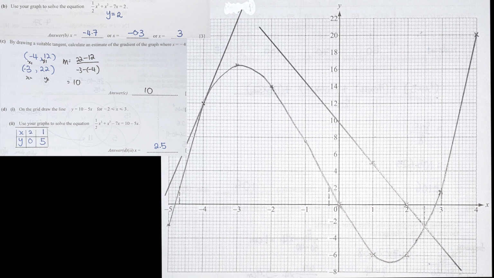Your answer for part B and part C might be slightly different from mine. The reason being, your tangent may differ from mine, and the curve that you drew in section A might be slightly different. So no worries if your answer is different from mine, because there is an acceptable range for this particular section.